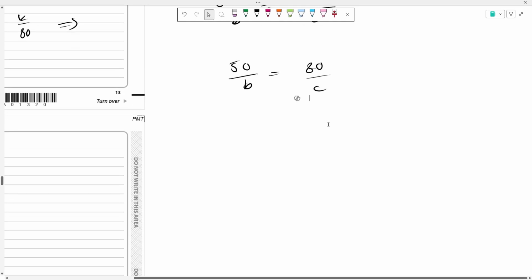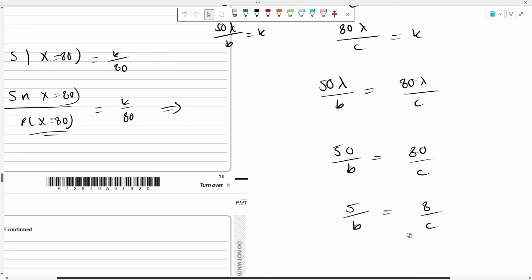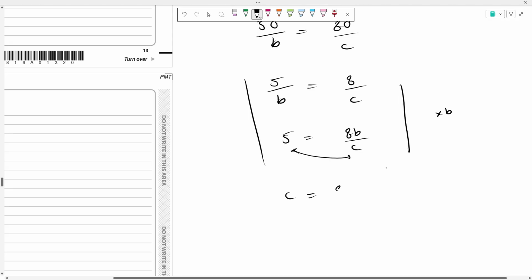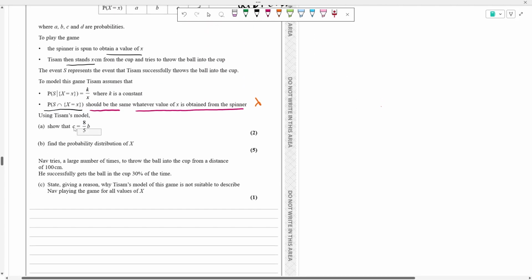I'm also going to divide through by 10. So 5 over B is equal to 8 over C. Now the original question was asking us for C equals something, so we're going to rearrange for C. I'm just going to multiply both sides by B. So that gives me 5 is equal to 8B over C. So I can swap these two around. That means that C is equal to 8/5 of B. And that is the same as what's given to us here. Amazing.